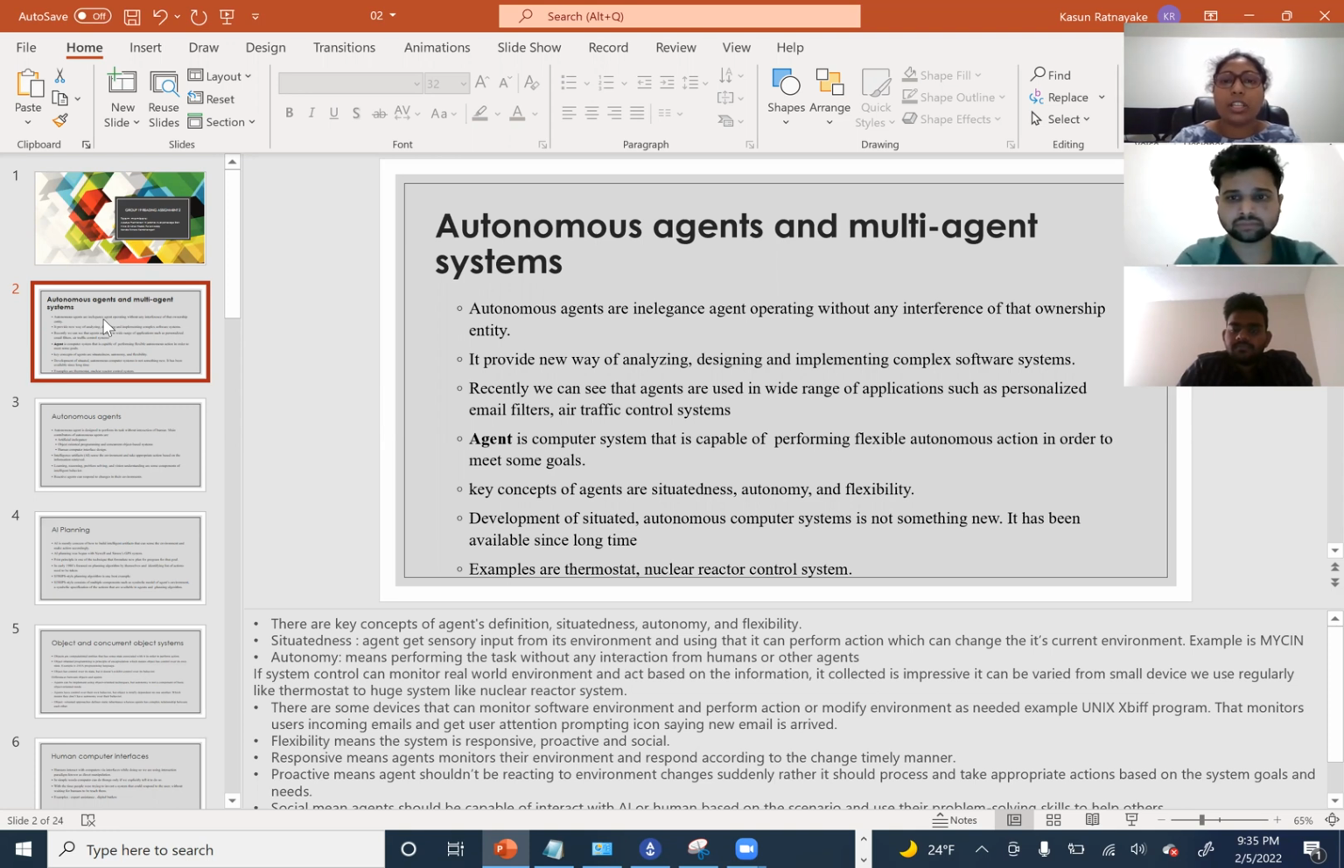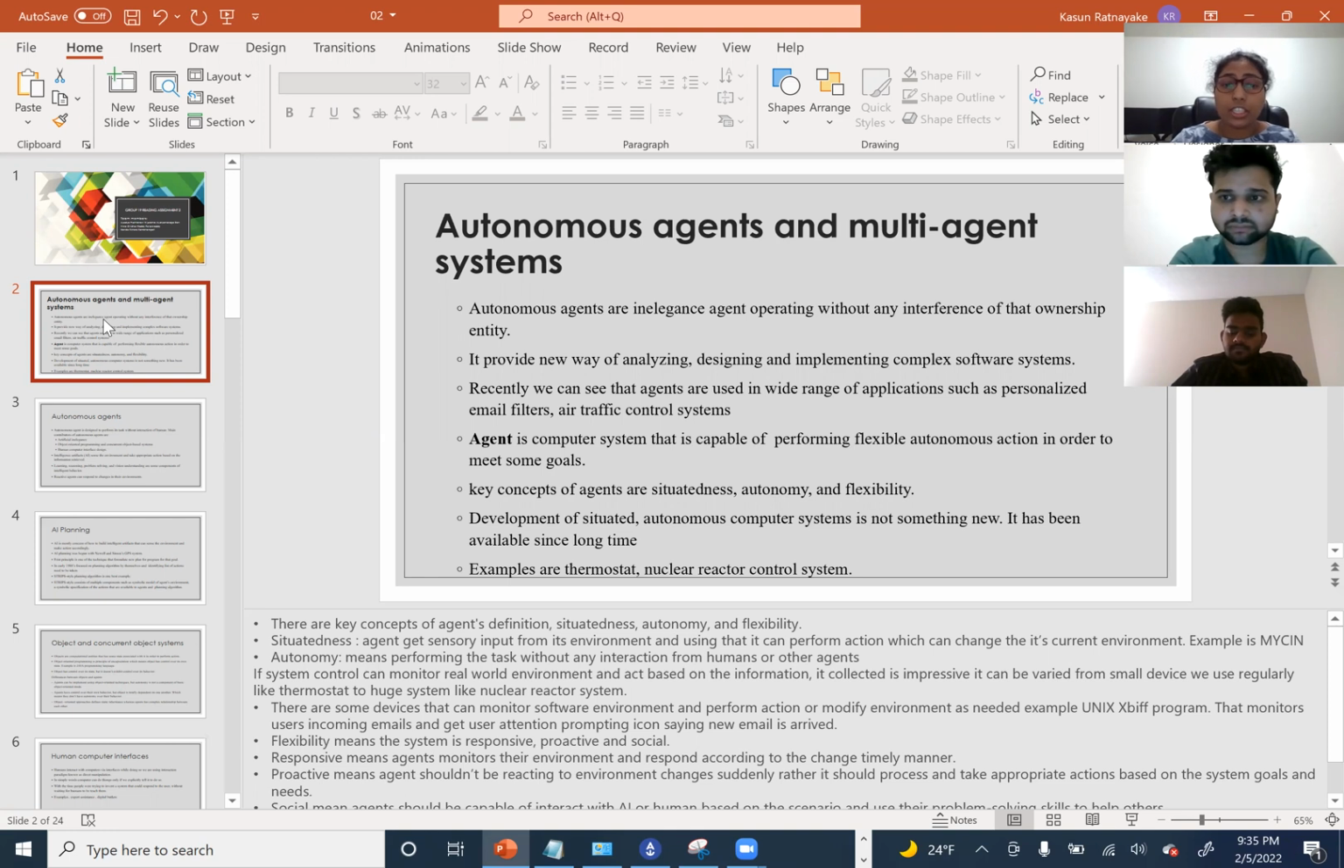When we talk about autonomous agents, we have to understand what an agent is. An agent is a computer system that is capable of performing flexible autonomous action in order to meet some goals. The key concepts of agents are situatedness, autonomy, and flexibility. Let's go a little deeper and understand what that means.